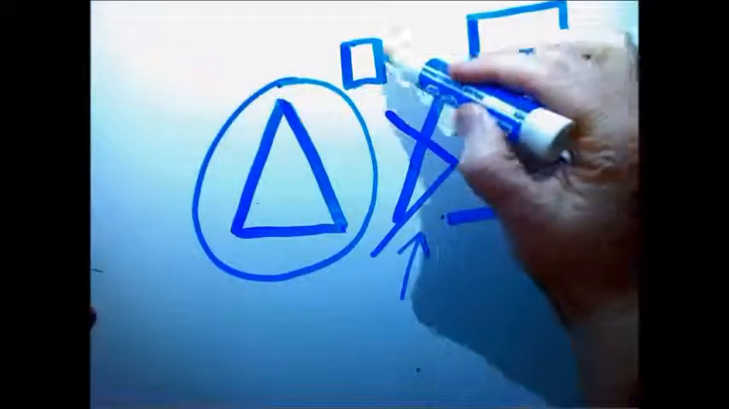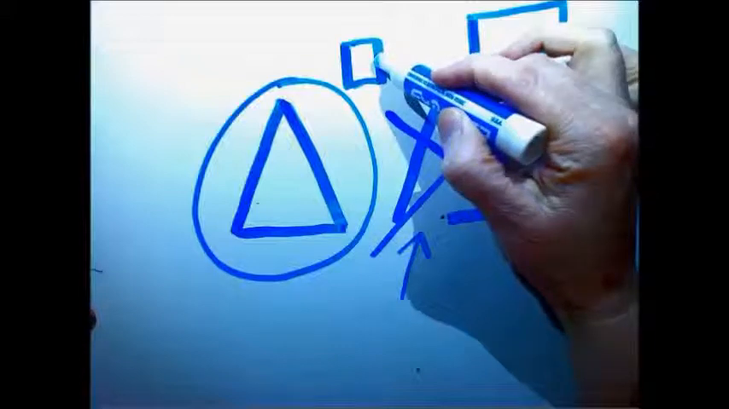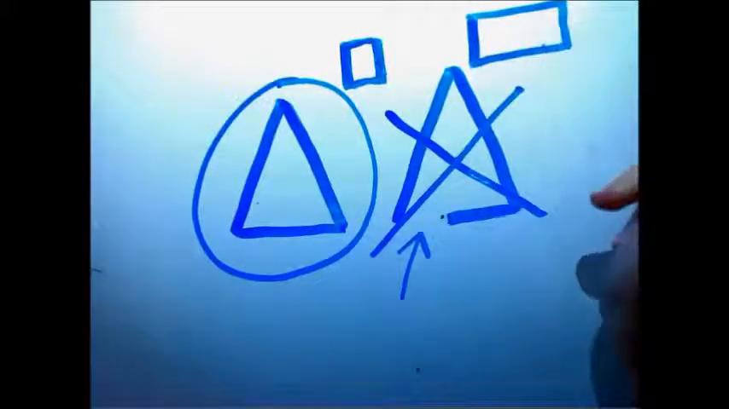And by the way, we call squares a special rectangle because all four sides are the same size. So all squares can be rectangles, but rectangles such as this one cannot be squares.